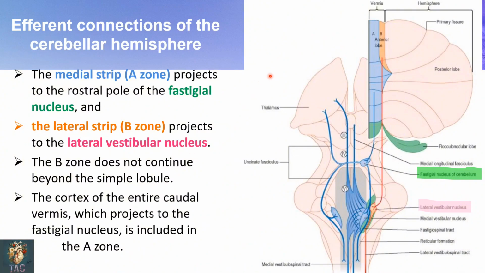Here you can see the different lobules. This is the primary fissure and this is the simple lobule. So you can see the B zone is only present in the anterior part and in the simple lobule. It is not present beyond the simple lobule. Here you can only see the A zone. The cortex of the entire caudal vermis, which projects to the vestibular nucleus, is included in the A zone. So this is all the caudal part which is going to the vestibular nucleus. It is present in the A zone. These are the efferent connections of the cerebellar hemispheres.